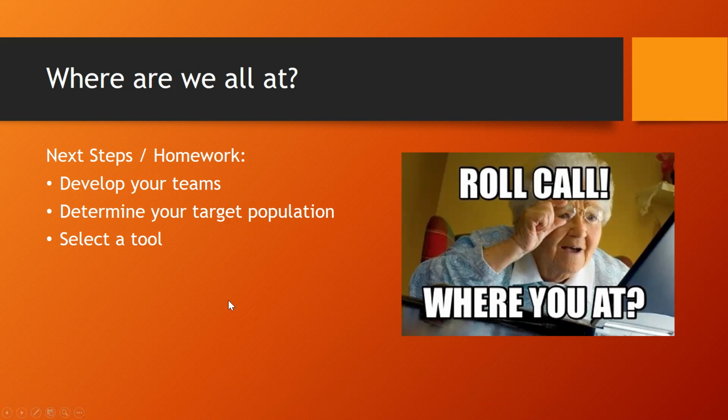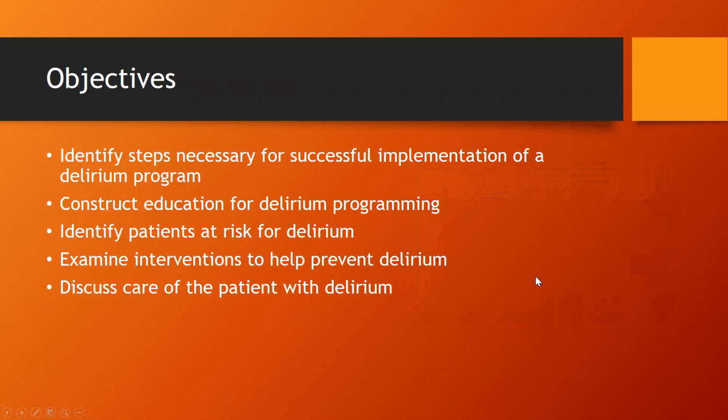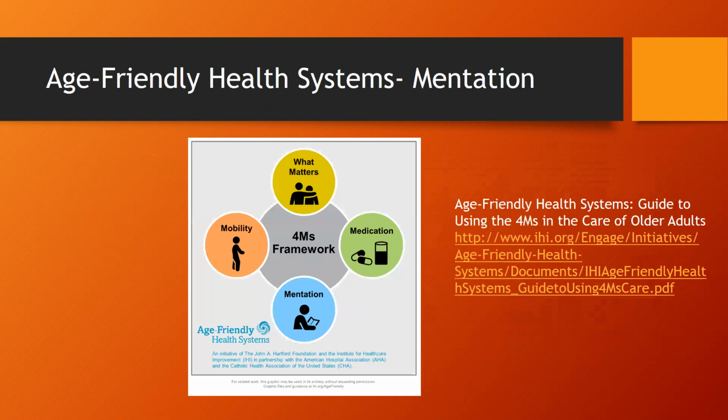So our objectives today. We're going to identify steps necessary for successful implementation of a delirium program, construct education for delirium programming, identify patients at risk for delirium, examine interventions to help prevent delirium, and discuss care of the patient with delirium. So again, I put this little age-friendly link up there if anybody needs the link for age-friendly.